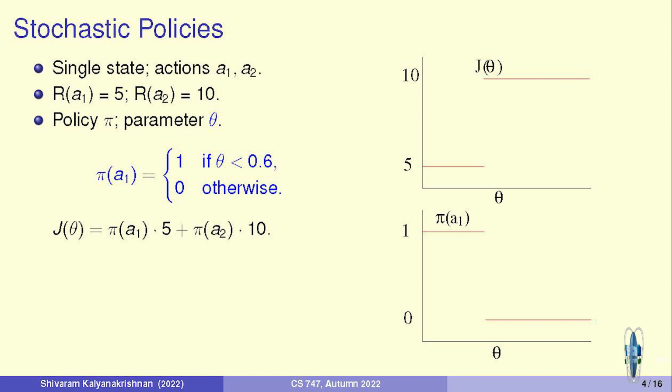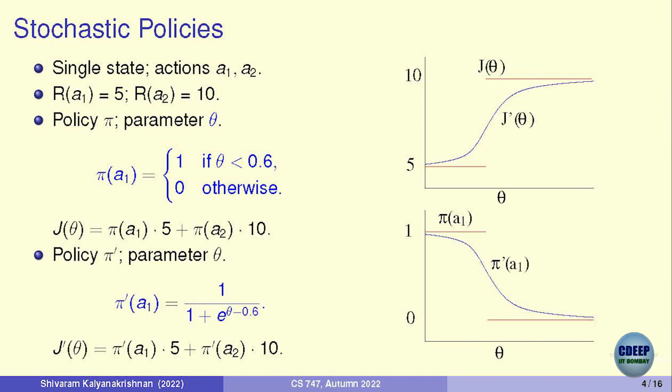Now, contrast pi with a policy pi prime. Pi prime qualitatively is like pi, but mathematically is slightly different. The probability of taking A1 under pi prime, which is also parameterized by theta, is like a sigmoid: 1 over 1 plus e to the theta minus 0.6. If theta is 0.6, the probability is going to be half. As theta becomes larger and larger, you get 1 over 1 plus e to the theta, which becomes closer and closer to 0. And as theta goes to minus infinity, you get 1.